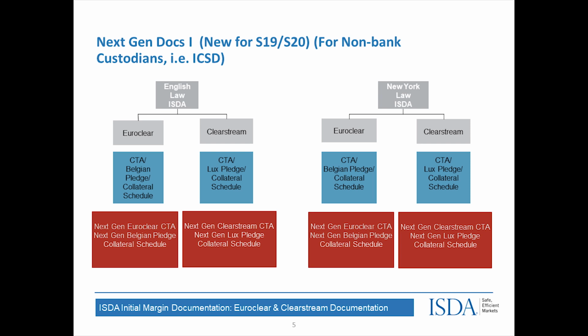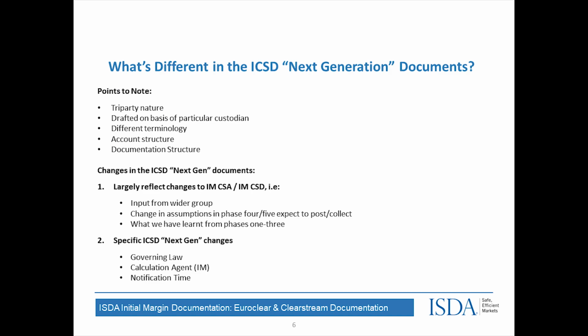Thanks, Guy. So on the next slide, we'll just take a very quick look at what's different in the ICSD Next-Gen document. But before that, just to draw out a few points of difference between the ICSD documentation, the CTAs and the SAs, and the bank custodian documentation that is just useful to be aware of. So the first is, because both ICSDs are tri-party, this means that they will always be the ones who value the collateral in the secured account. So as a result, the CTAs have this specific concept of collateral valuation agent, which is assumed to be Clearstream or Euroclear. That's not subject to dispute provisions in the way that other calculations, for example, in the SIM calculation of required IM, are.